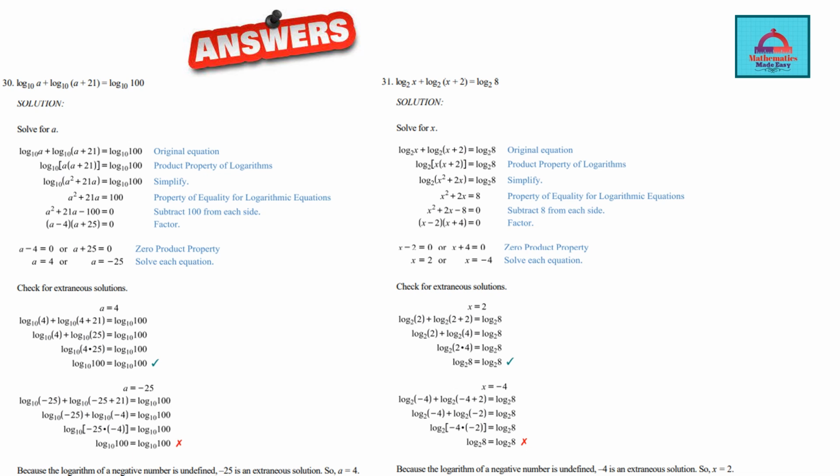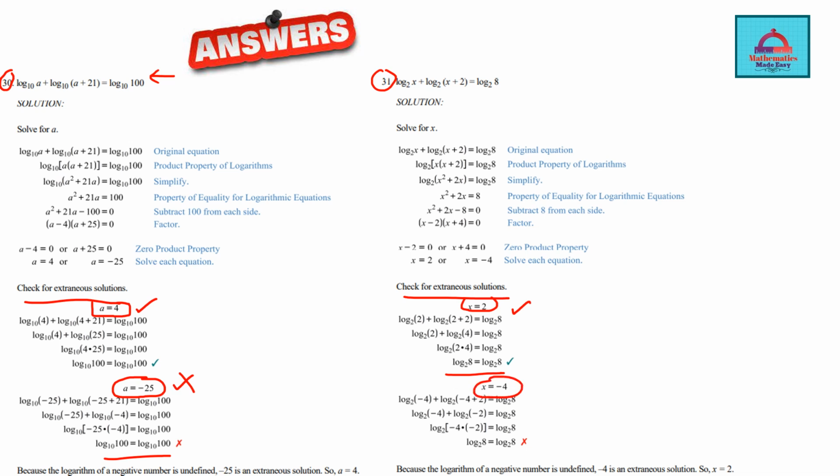Following are the other solutions or the answer key for question 30 and question 31. Note in question 30, when you check for extra roots, one root is rejected. So only a equal to negative 25 is rejected, and only solution a equal to 4 is accepted. So always check your answer when you have a logarithmic equation. Sometimes you may have extra roots which you will reject. Similarly, for 31, you check for extra roots and only one root x equal to 2 is accepted.